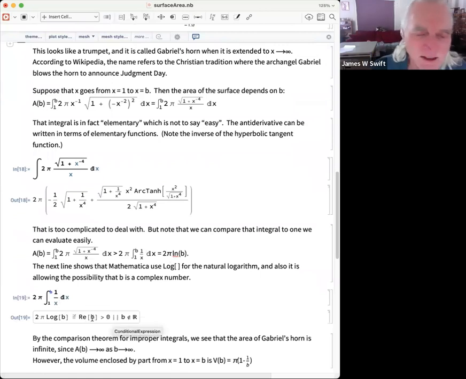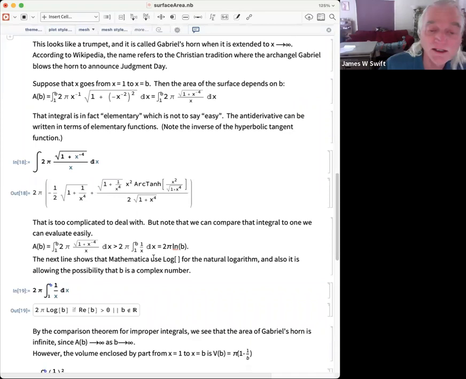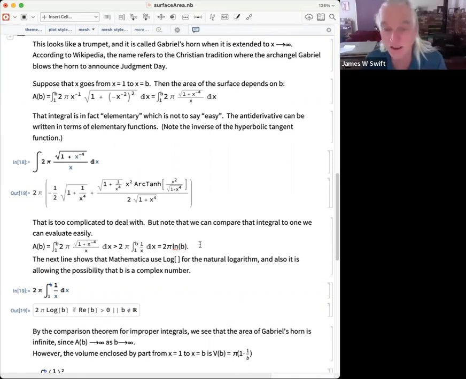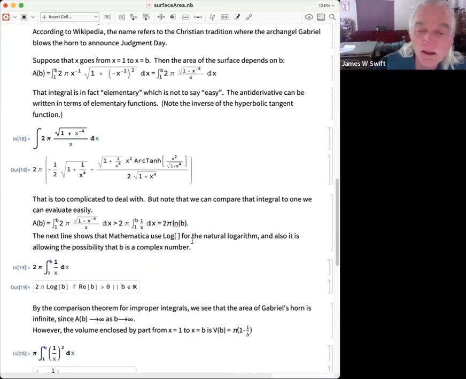It considers the possibility that b is a complex number. The real part of b is positive, or b is not a real number, is what it's saying here. But let's not worry about that too much, because we know we can take the limit as b goes to infinity of 2 pi log b. That's infinity. And I can make log b as big as I want by making b big enough. So the surface area of Gabriel's horn is infinite by the comparison theorem.